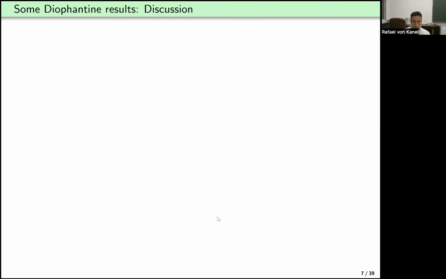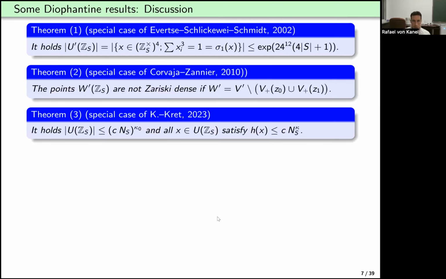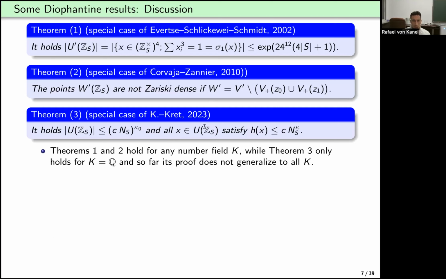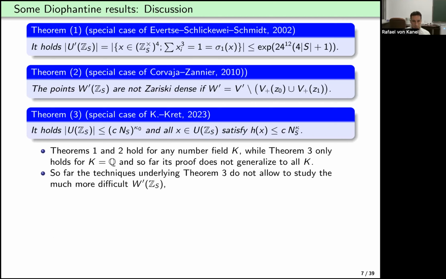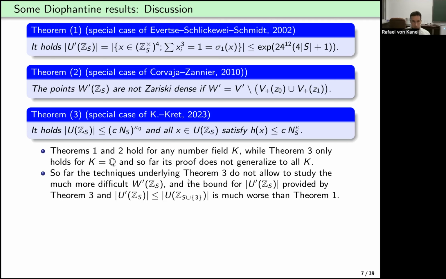So next, let me briefly discuss some aspects of these results. So maybe the first remark is that the first two theorems hold for any number field, and theorem 3 actually only holds for k equals Q. And another remark is that the proof of theorem 3 actually doesn't allow to study the much more difficult set W prime of Z_S. And also the bound we get here for U prime of Z_S is actually much worse than the bound we get in theorem 1 from Evertse, Schlickewei, Schmidt.